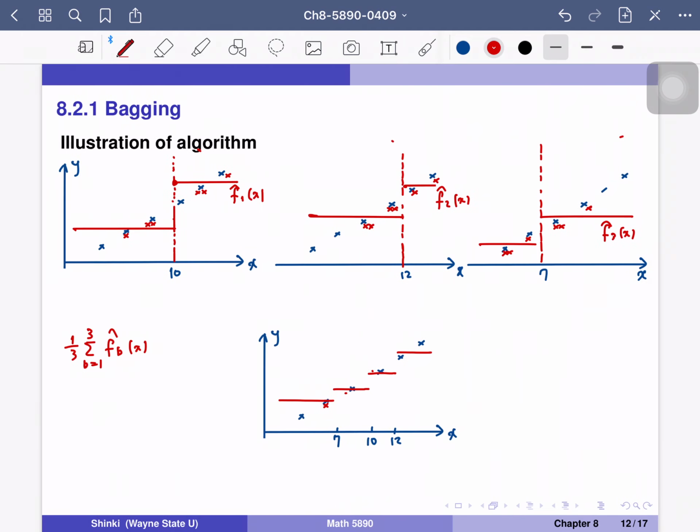So this is the basic idea of bagging. Next time we will discuss some more tools for bagging. Okay, see you then.